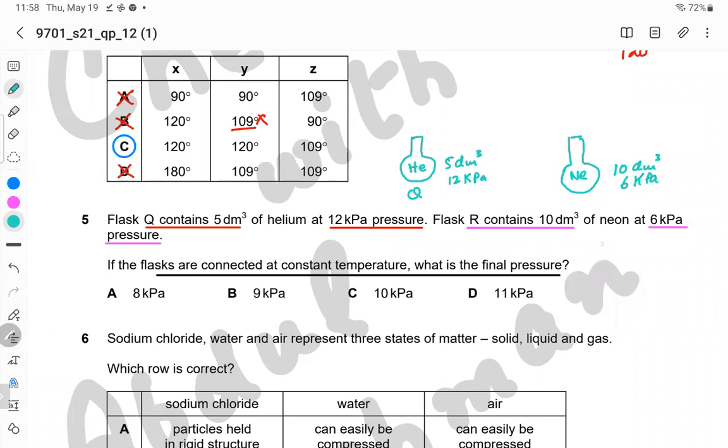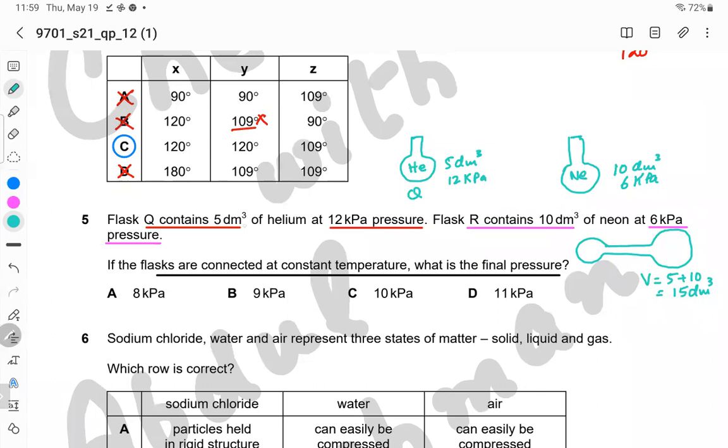Then what they did, they connected both the flasks. So if they connected both the flasks, then the volume now will be 5 plus 10, which means 15 dm cube. Is it understandable to everyone? Is it clear to everyone up to here?